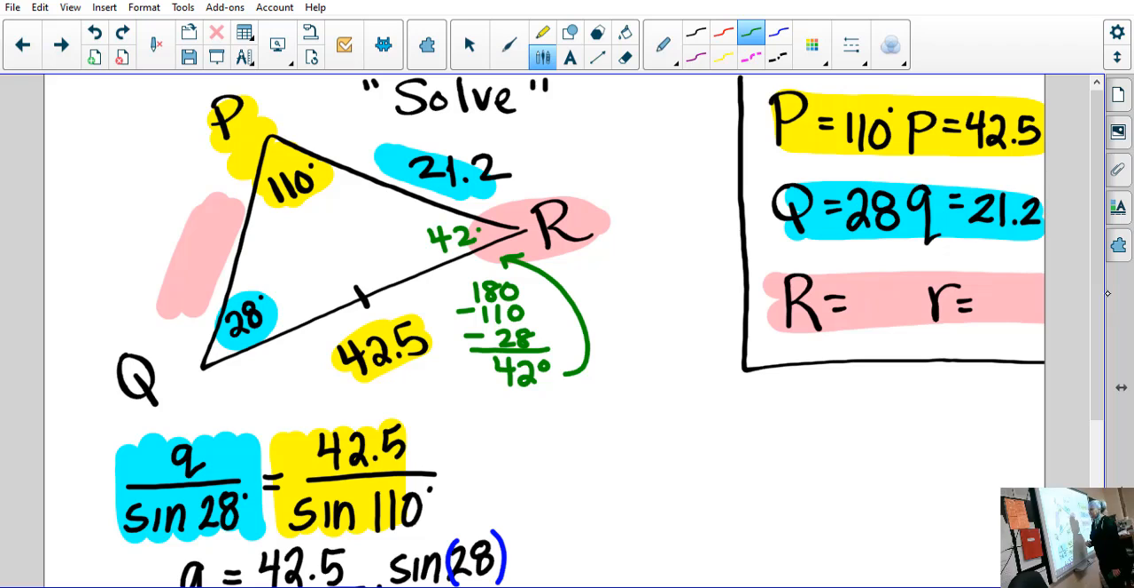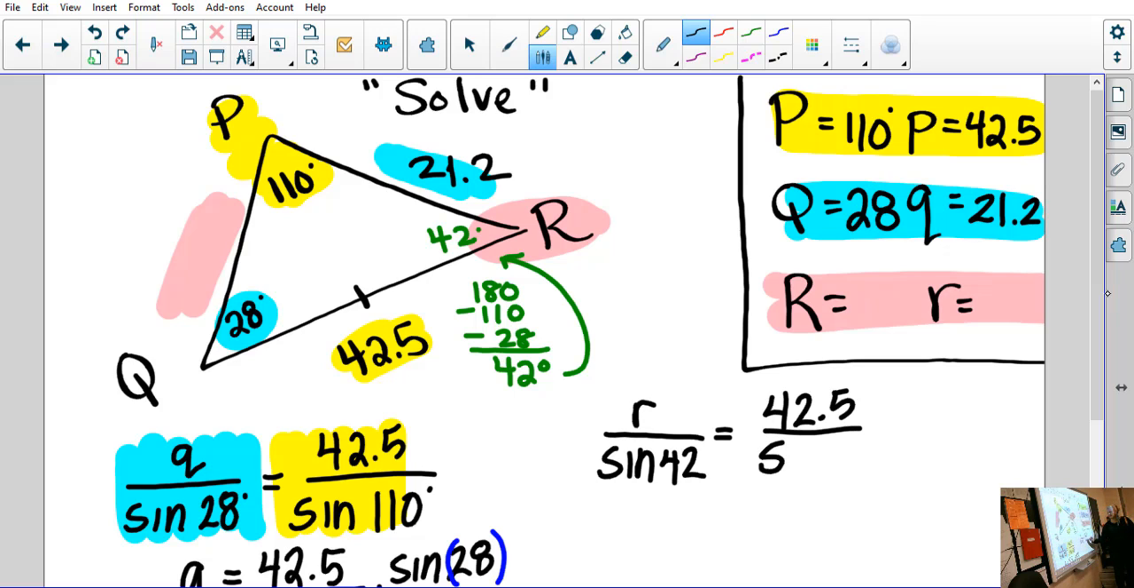And again, I'm looking for a side. So little r goes with the angle at R. And then I'm going to use that same pair. It's always good to go back to original data.